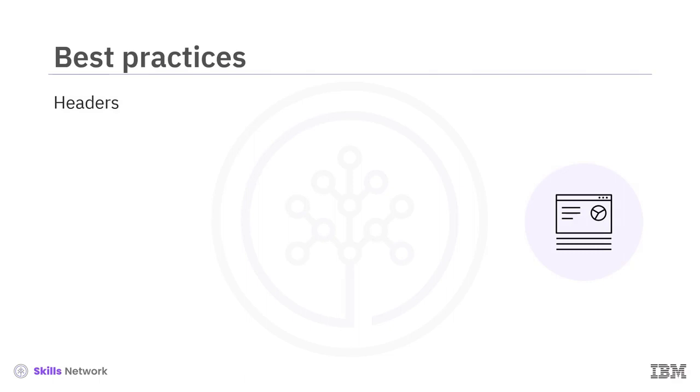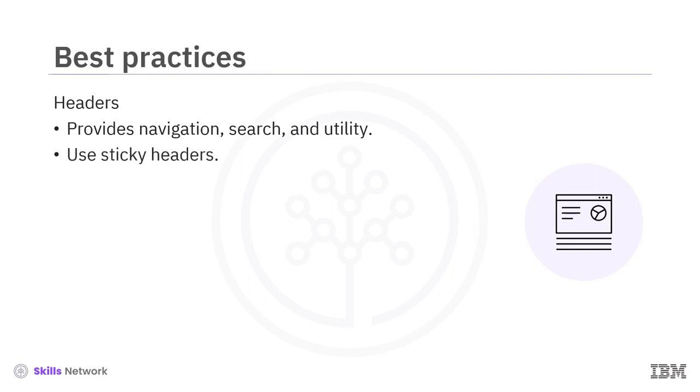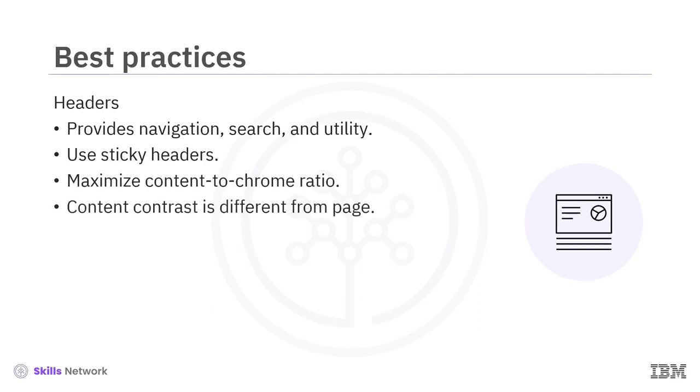The last component is headers. Headers are the elements at the top of a website or mobile app's page that provide navigation, search, and utility navigation. One best practice when designing headers is to use sticky headers. These are headers that remain in the same place on the screen while users scroll down. Maximizing the content to Chrome ratio is crucial to keep the sticky header as short as possible while still being readable and tappable for users. Another best practice is to keep the contrast of the content in the sticky header different from the rest of the page so that the sticky header remains noticeable.